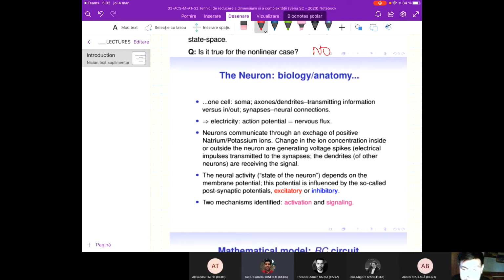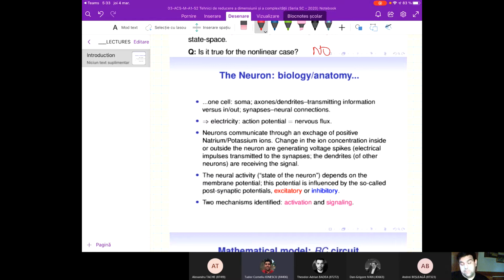Okay, let's look into some other nice mathematical models that can cause issues once they get interconnected and form a bigger system, such as the neuron, for instance. The neuron, which is a biological system, an anatomical system. It is one-celled with axons and dendrites, transmitting information in and out. The connections are the synapses, the neural connections. We all know that, or at least that's how anatomy tells the story.